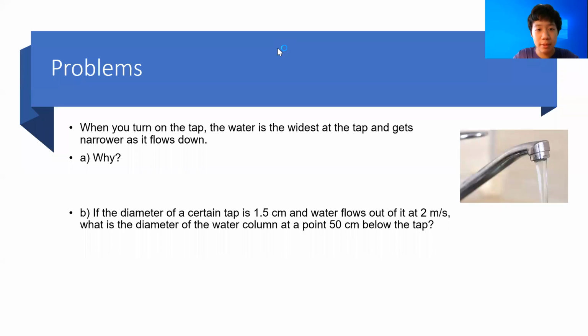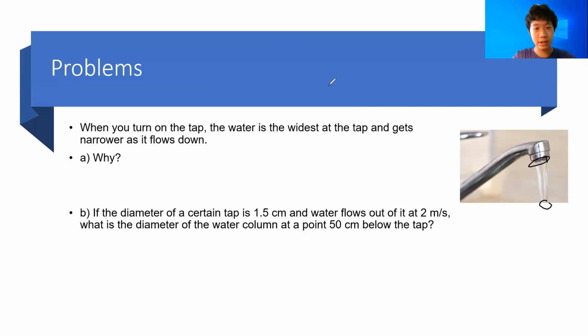Now we've got another problem. Pause the video if you want to do this for yourself. And here's the solution. This is actually one of my more favorite phenomena that go on with the equation of continuity. When you turn on the tap, the water is widest right here, and it gets narrower as it flows down. You can try this out in your own home, in your kitchen, or go to the bathroom, turn on the tap, and you will see how this works.